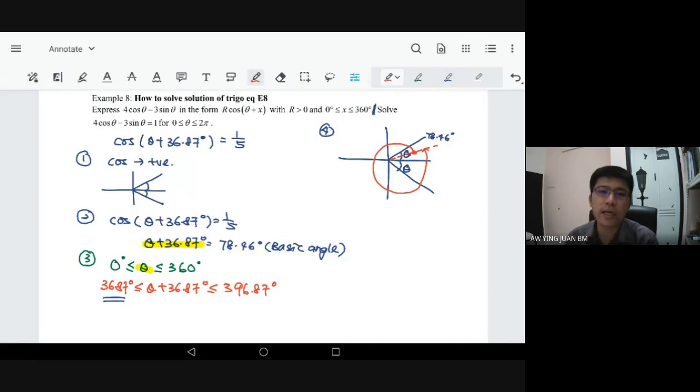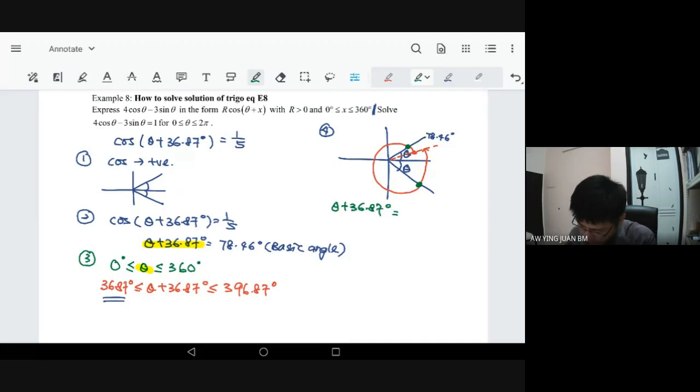Di sini baru kita kata 396.87. Okay, 396.87. Teruskan ya, teruskan. So kita ada sini dengan sini, kita punya intersection. So ingat, saya bukan nak tahu dia rotate berapa. Saya nak tahu mereka bertemu di mana. Faham? Mereka bertemu di mana. So, kita ada theta plus 36.87.